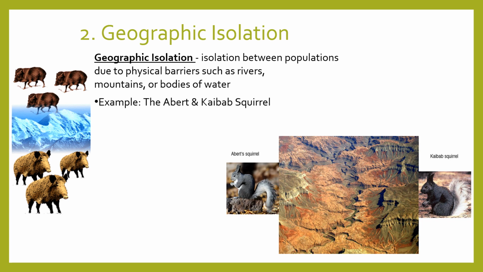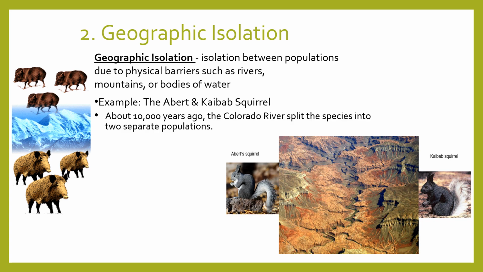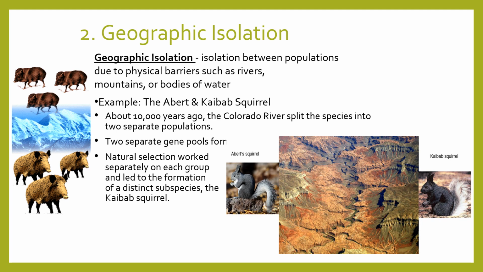So, we have these two types of squirrels. About 10,000 years ago, the Colorado River split the species into two separate populations. Two separate gene pools formed, and then natural selection worked separately on each group and led to the formation of a distinct subspecies, the kaibab squirrel.